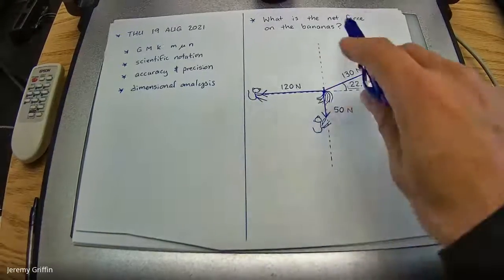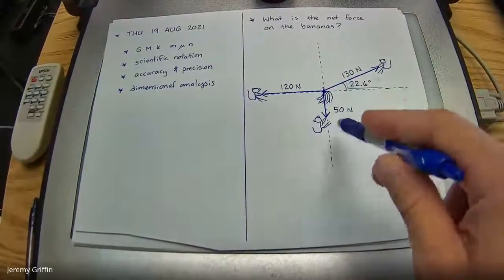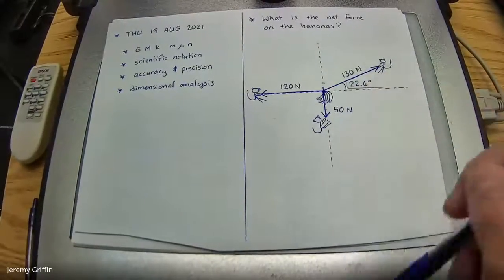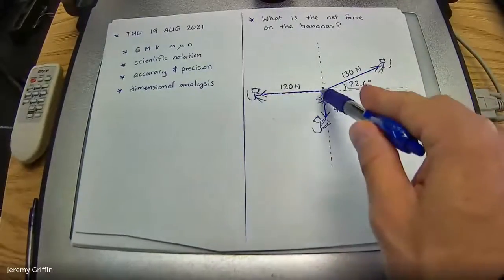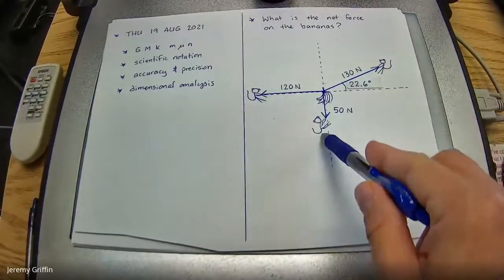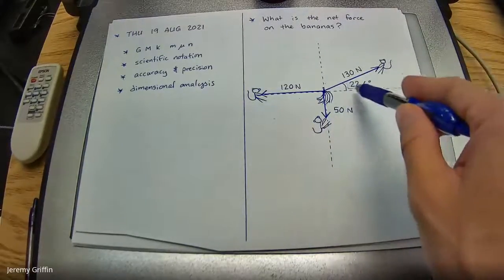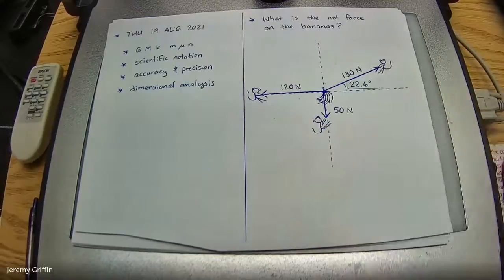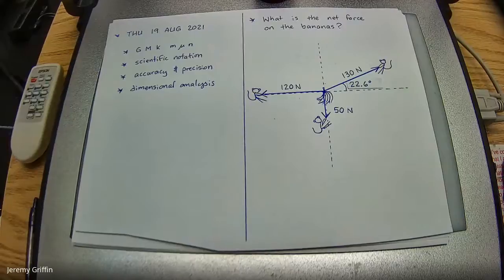So, what is the net force on the bananas? I've got 3 monkeys all pulling on these bananas. Maybe they tied the vine to the bananas and they're fighting over them. This guy's pulling 120 newtons straight to the left. We've got 50 newtons straight down. And then we've got 130 newtons at this 22.6 degree angle. Ignore the weight of the bananas, but let's just say those are the vectors that matter. All right, so who can tell me what is the net force on those bananas?